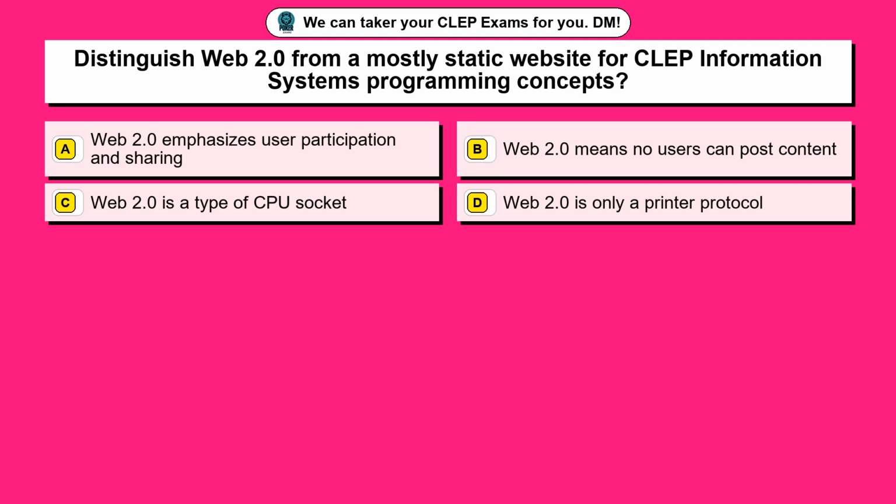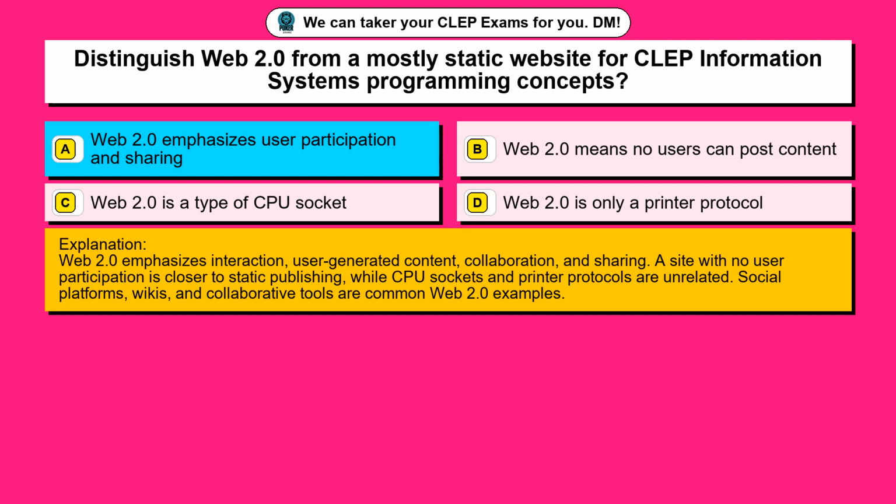Question 31. Distinguish Web 2.0 from a mostly static website for CLEP Information Systems programming concepts. Option A. Web 2.0 emphasizes user participation and sharing. Option B. Web 2.0 means no users can post content. Option C. Web 2.0 is a type of CPU socket. Option D. Web 2.0 is only a printer protocol. The correct answer is option A. Web 2.0 emphasizes user participation and sharing.